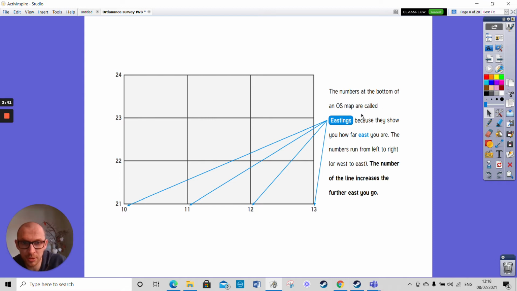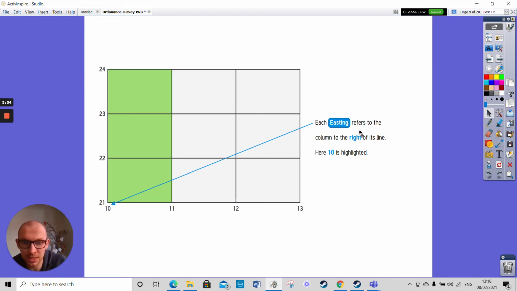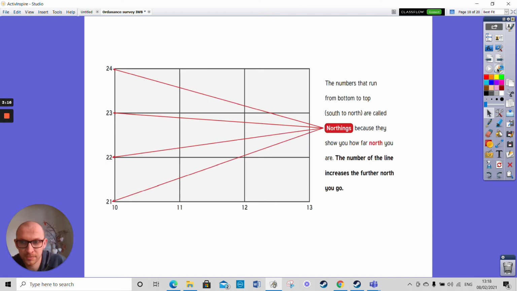The numbers at the bottom of an OS map are called eastings because they show you how far east you are. The numbers run from left to right, or west to east. The number on the line increases the further east you go. So the further east you go, the higher the number. That's an easting. Each easting refers to the column to the right of its line. So here is 10. If you've got 10 here, it's the column after here, so this square. 11 would be this square, 12 would be this square.